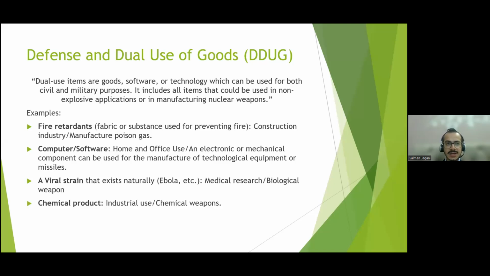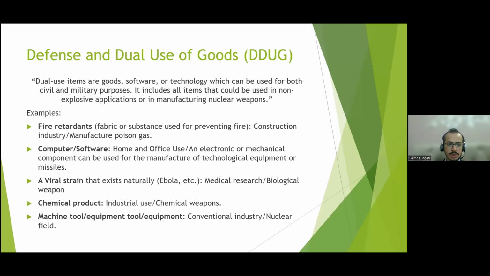Then there are many chemical products which are used in the labs and for industrial purposes, but on the other hand, these are used for chemical weapons as well. Then there are various machine tools, equipment, and equipment tools, which are used in the conventional industry to make various things, but on the other hand, they can also be used in the nuclear field to make various nuclear weapons.